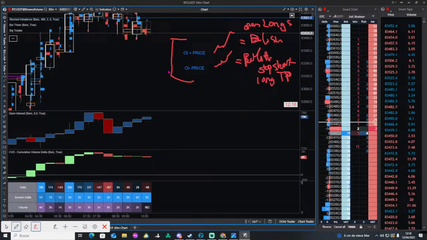Okay? OI decrease, price increase. So OI is going like this, price going like this. What does that mean? Longs are taking profit, shorts are getting squeezed. That's why I really take delta into consideration, because you have to see how open interest is increasing and delta is increasing.